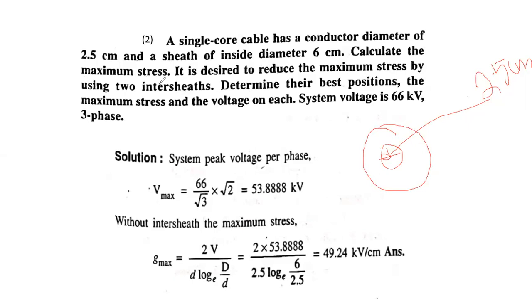Calculate the maximum stress. We are calculating G max. What is meant by maximum stress? That is G max. It is designed to reduce the maximum stress by using the two intersheaths, which are the lead sheaths. These are the two intersheaths.